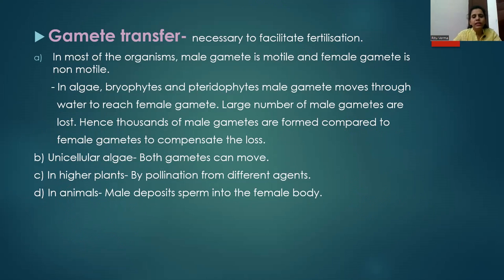First, we'll take the example of algae, bryophytes, and pteridophytes. In most of these organisms, the male gamete is motile. As we have seen in the previous slides, the male gamete is generally motile. It has a locomotory structure called flagella, and with the help of flagella it moves. The male gamete is motile and the female gamete is non-motile; the female gamete remains at one particular place. So in these organisms, male gametes move through water and reach the female gametes.